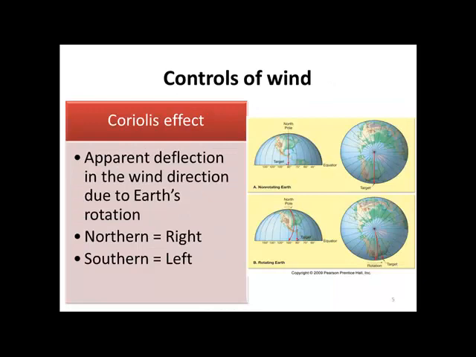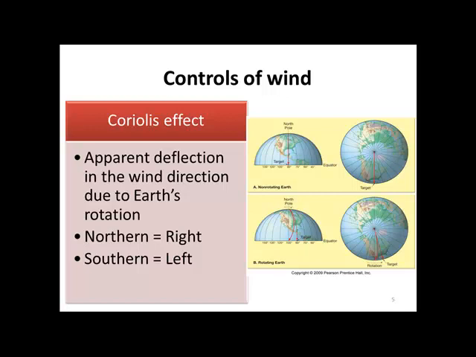Another type of control on wind is the movement of our Earth. As the Earth rotates underneath us, it changes how the wind moves, since the wind is not directly attached to the surface of the Earth. Therefore, while it does move along with the Earth slightly, it doesn't move with it as directly as, let's say, the mountains move with the Earth.